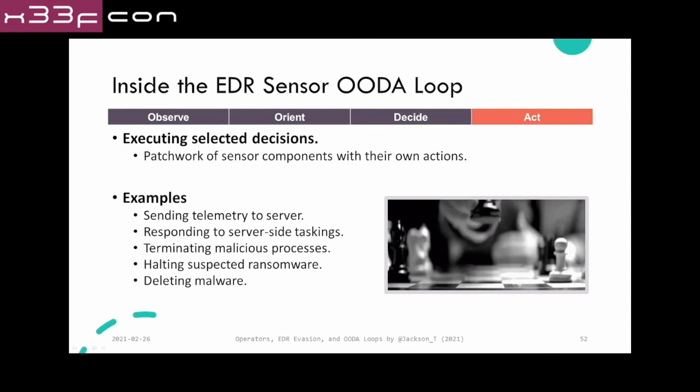Moving to the act process, this is where the sensor executes on the decisions it selected. In understanding this, I find it useful to look at the sensor not as a monolithic agent, but rather as a patchwork of different components, each with their own capabilities for action. For example, a communications module could be responsible for sending telemetry to the cloud. An IR module could be responsible for responding to any server-side taskings, and a prevention module could handle terminating and deleting malware if it's configured to do so.